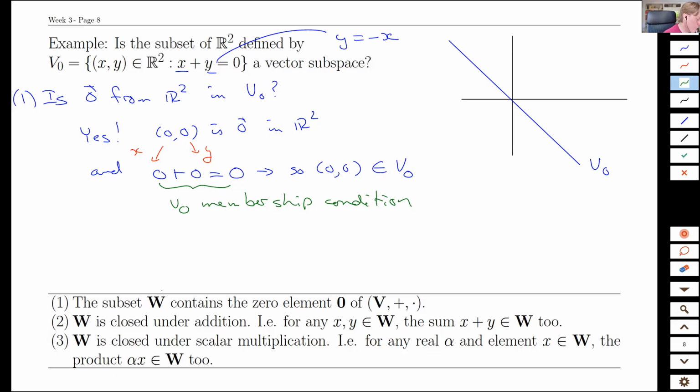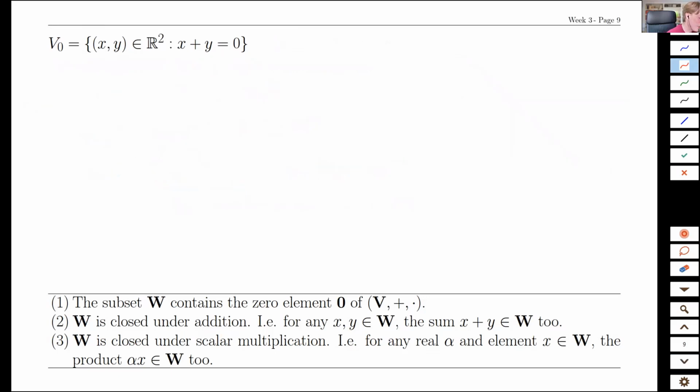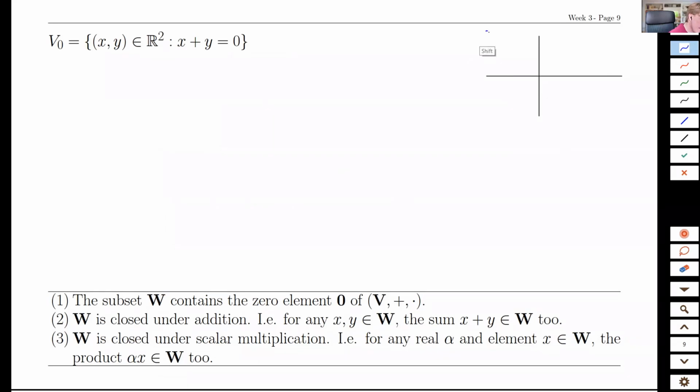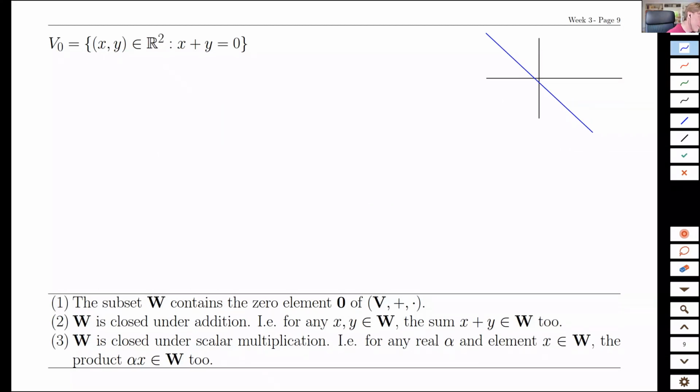So if we take any point on this line and we add it, so closed under addition, do we get another point on the line? That's what this closed under addition means. So I'm just going to sketch that out again. Take this line and take any 2 points, and I'm going to change my notation down here.